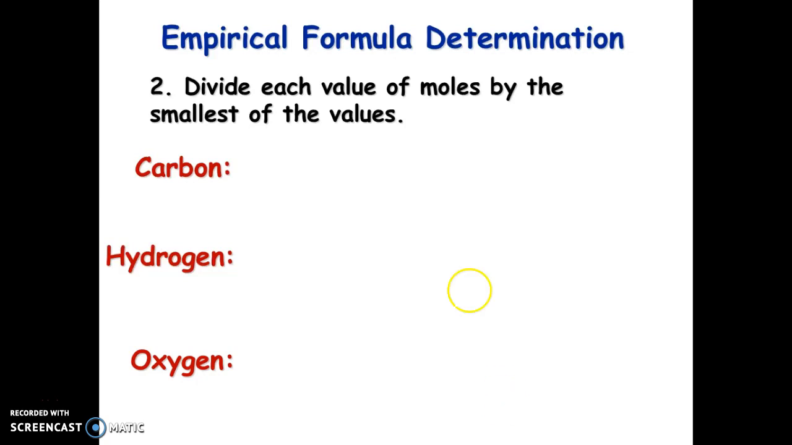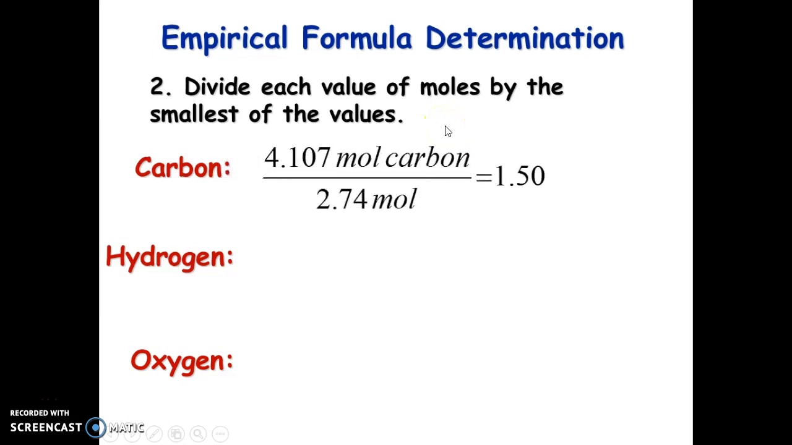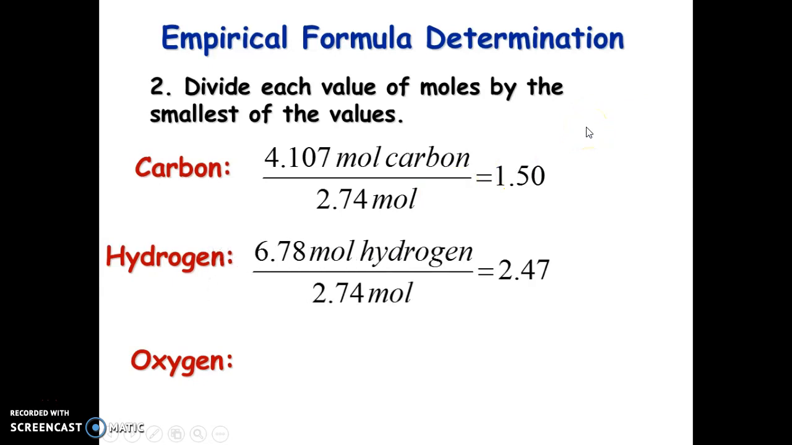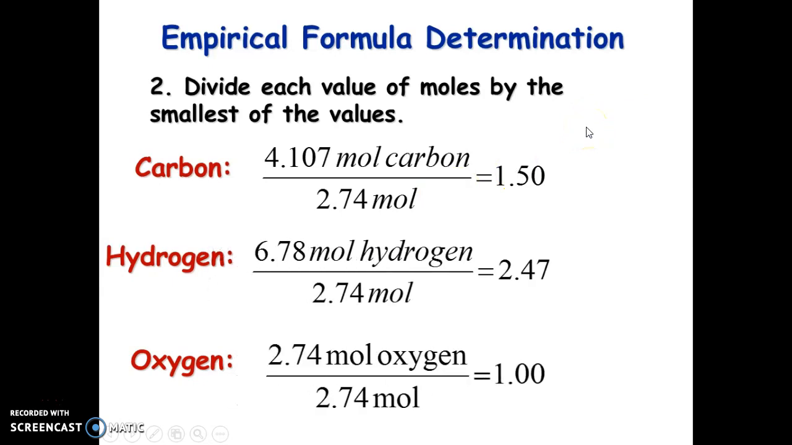Next thing I'm going to do is divide each of those moles by the smallest value. And if you looked back, it was hydrogen that was the smallest. So we're going to take the moles of carbon divided by the 2.74, because that was hydrogen. Oops, nope, sorry, that was oxygen, not hydrogen. So we're going to divide everything by the smallest number of moles, which was, again, oxygen, my bad, not hydrogen. And look at the numbers that you get. You get 1.5, you get 2.47, which is essentially 2.5, and you get 1.0.